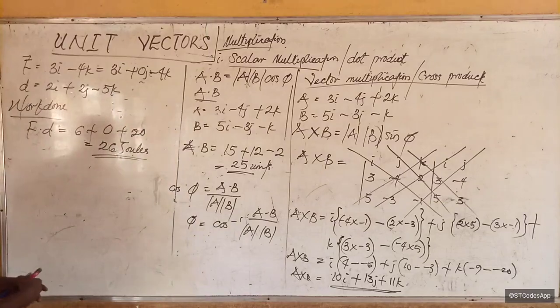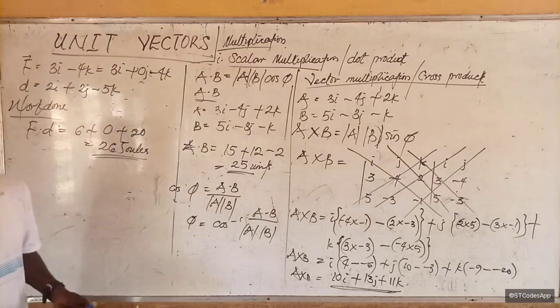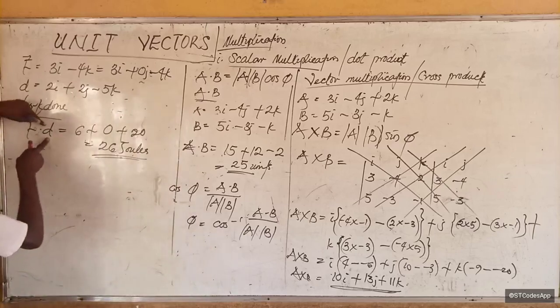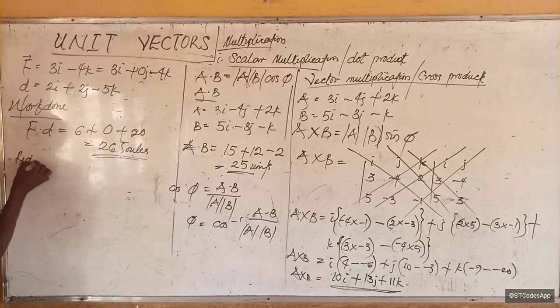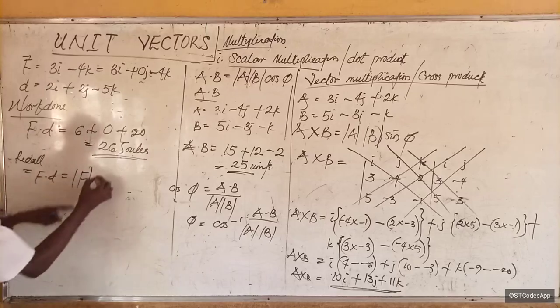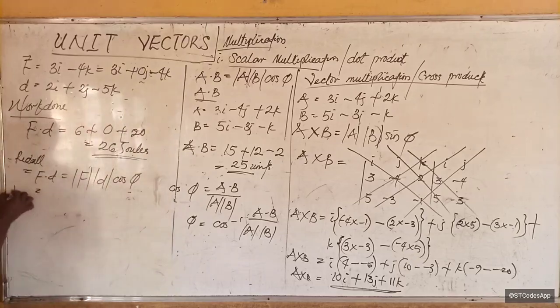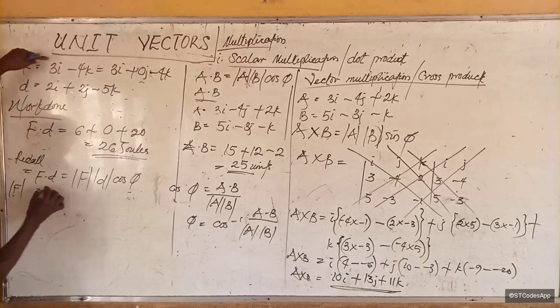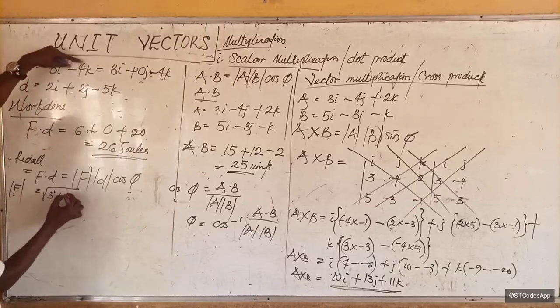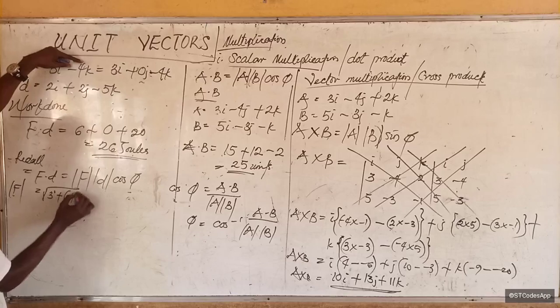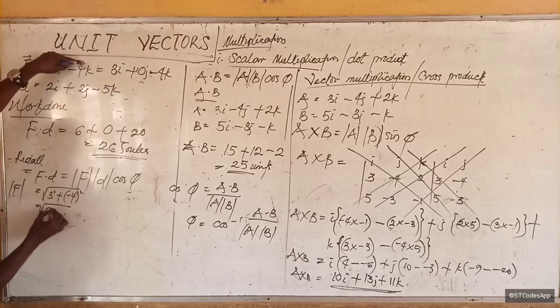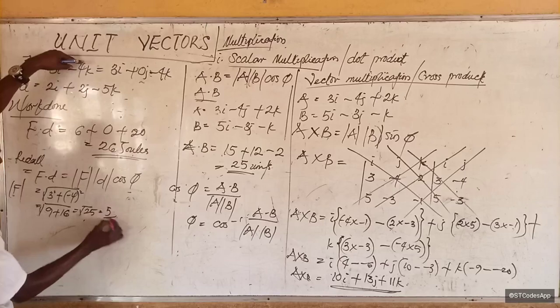Then if you are told to find the angle between them, having found F dot D, recall that F dot D is equal to the modulus of F times the modulus of D cos phi. All right, so what is the modulus of F? The modulus of F will be the square root of 3 squared plus the square of minus 4. That becomes 9 plus 16, and that becomes root 25, and that is 5.